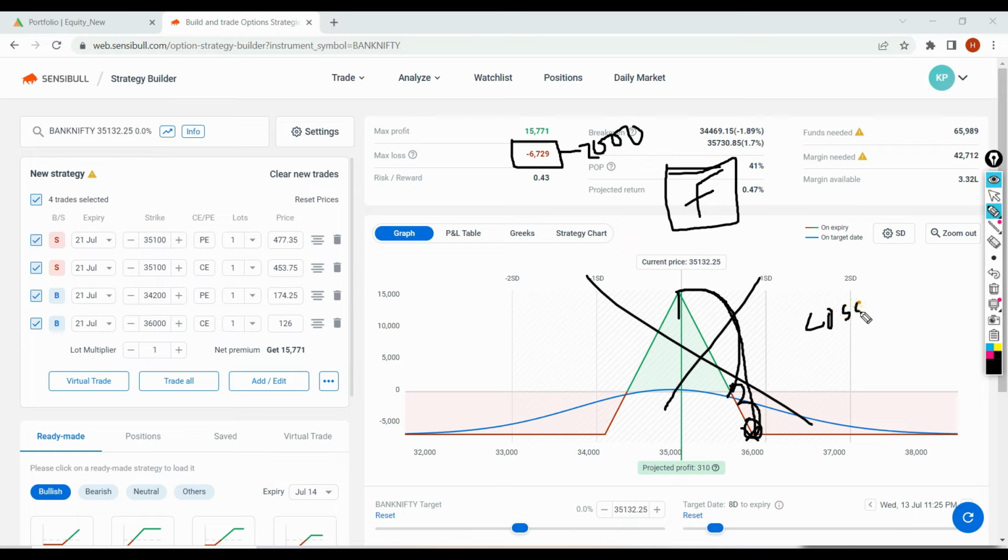accept the loss, because we deployed Ironfly with a view of sideways. But what happened with the sideways? It gave a big momentum. That's it, it broke the range and gave a big momentum like this. Exit the entire trade, accept the stop loss, and I'll leave it to you whether you want to go for a new Ironfly right away or take some time. I would rather say accept the loss and deploy a new Ironfly.